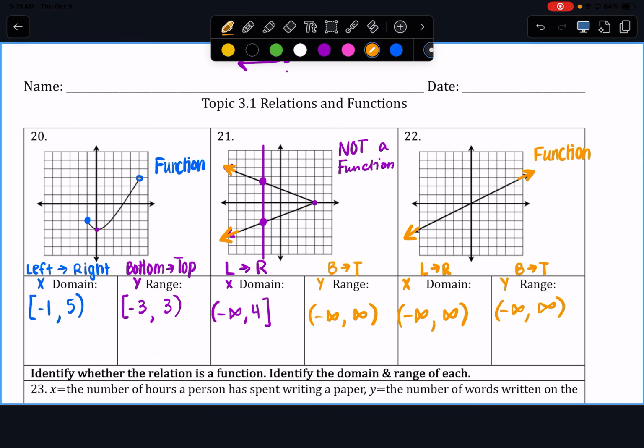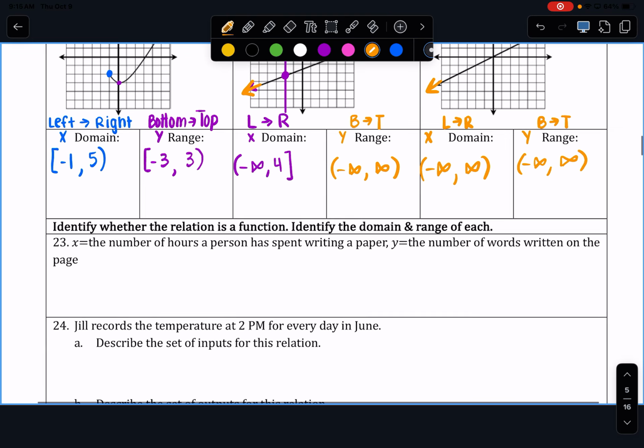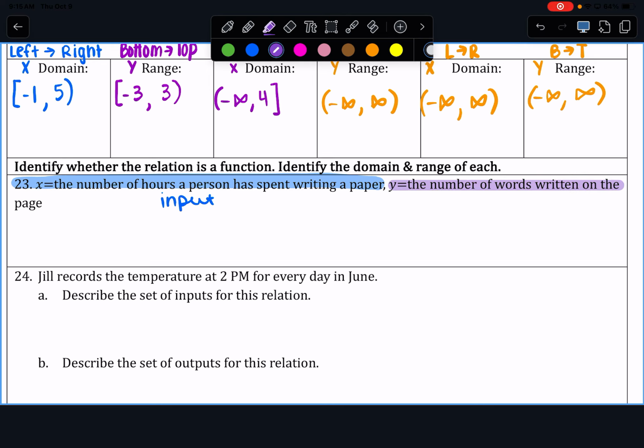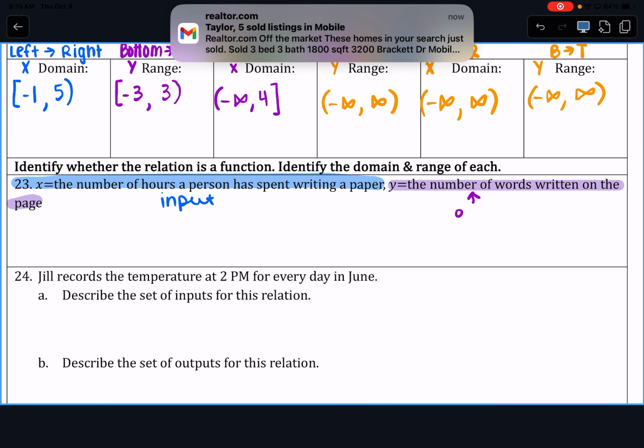All right. Now, we are going to look at identifying whether or not it's a function from a statement. So, first for 23. Says, X is the number of hours a person has spent writing a paper. So that is our input. Then we have Y is the number of words written on the page. That is our output. Would that be a function? Why not?